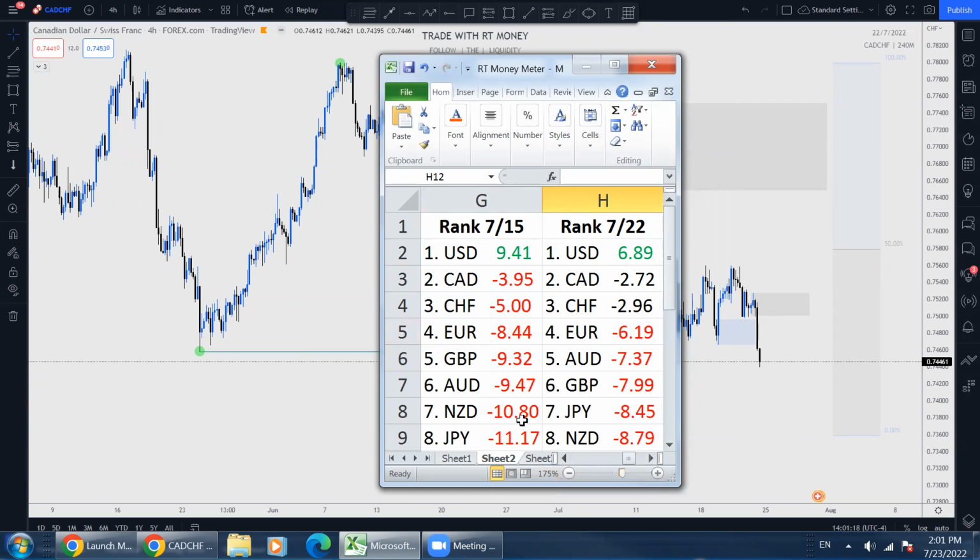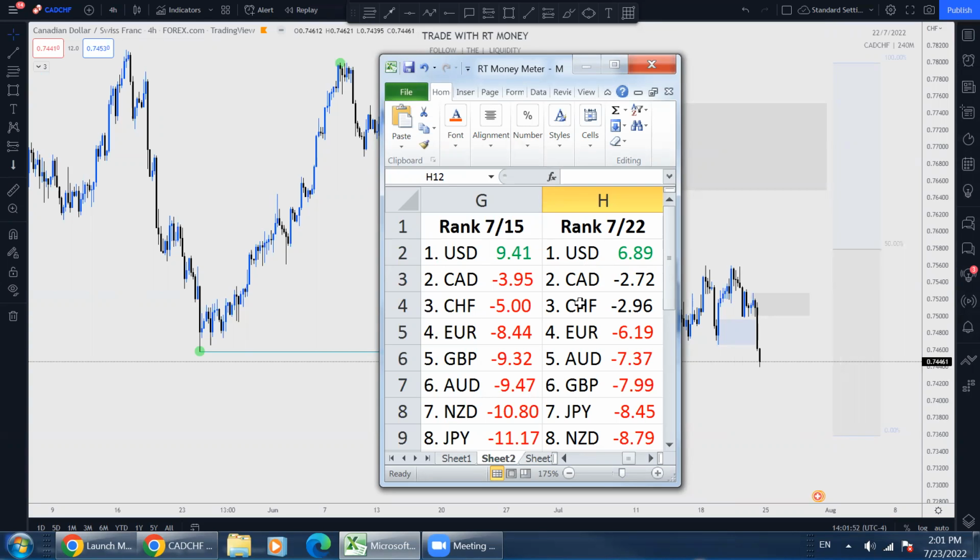individual currency, all right? And if we look at the CAD and the Swiss, you can see the amount of the rate of change is pretty similar, and they are ranked 2 and 3 out of the 8. But that's not what this is going to be based on. I'm going to be looking at the CAD Swiss, the Euro Swiss, and the Pound Swiss, okay?